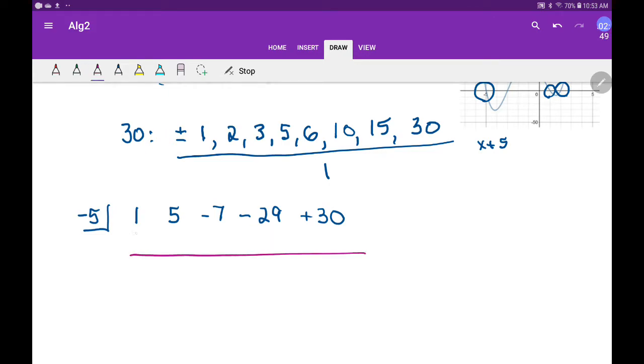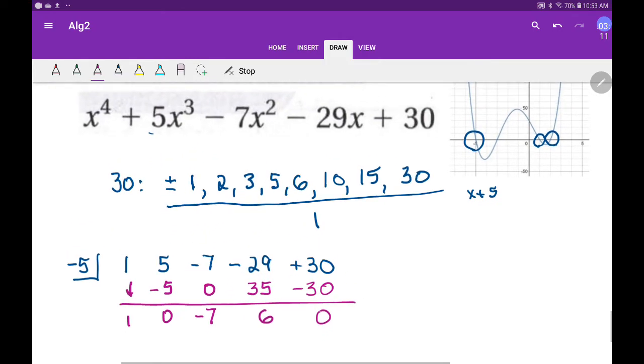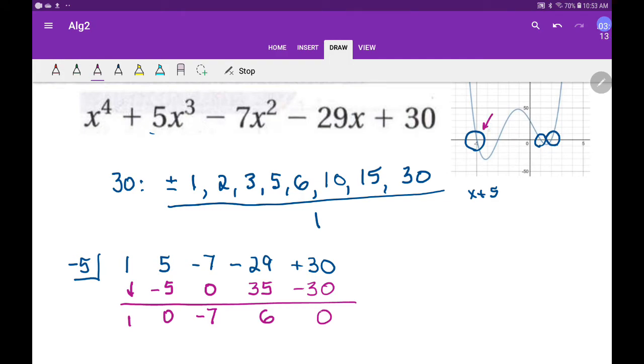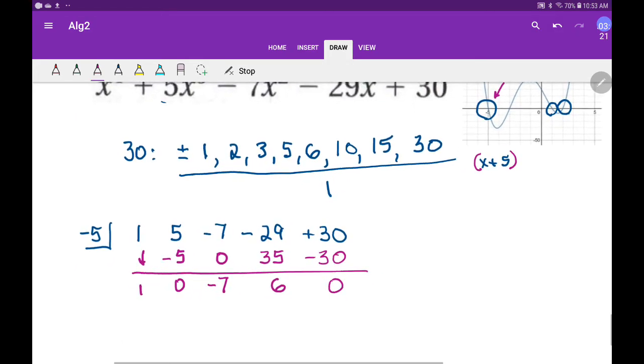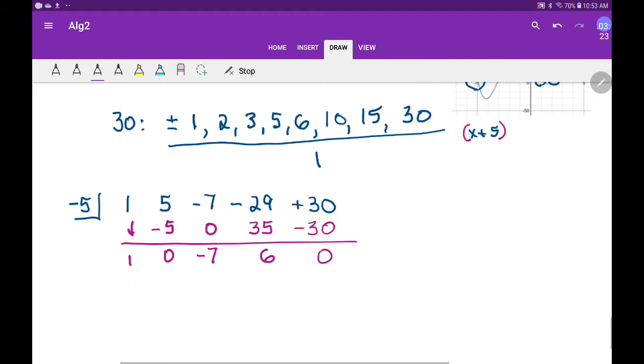Let's try this. We bring down the 1. Times negative 5, I get 0. Times negative 5, it's still 0. Plus negative 7 is negative 7. Negative 5 and negative 7 is positive 35. That leaves me with 6. Times negative 5 is negative 30. There's 0. That's a lot better. When I'm actually looking at the root, it actually is negative 5, and I don't have to change it to a positive. I'm not looking at the factor. The factor is x plus 5. Then I would change the sign, but I changed the sign for no reason.